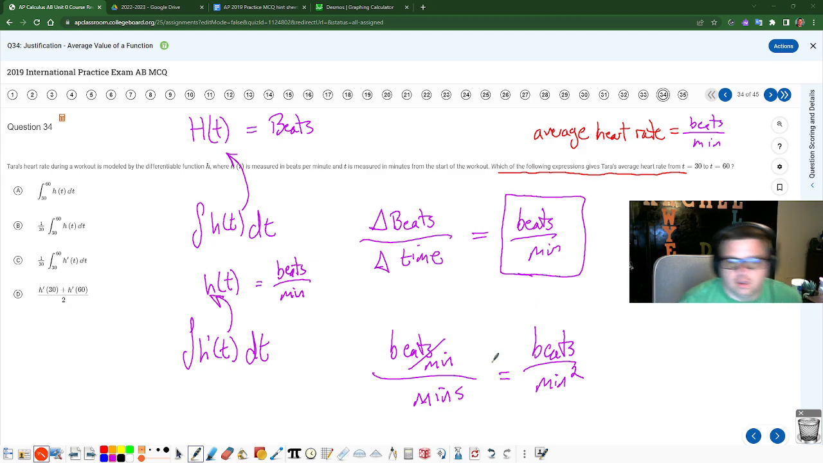Okay, so I did screw that up, and I apologize for that, but it is not h prime of t, it is h of t. Prime of t missed is where my brain went. So h of t goes to h, which is just total beats, and then our change in time is what goes on the bottom for our slope, which is why B is the correct answer, not C.